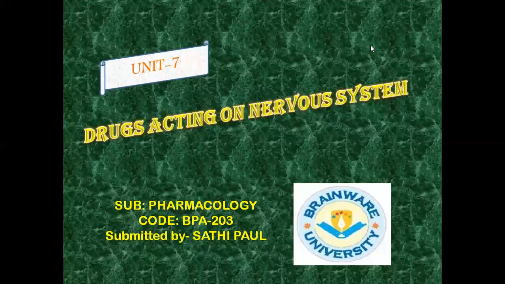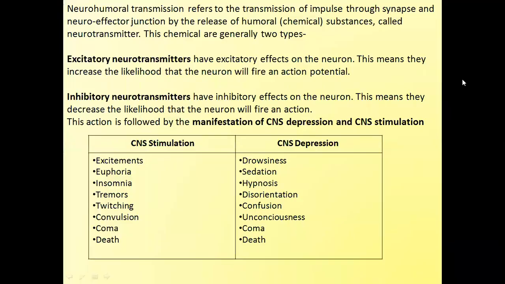Hello students. Now you are going to learn about a new unit, Unit 7, which is related to the topic drugs acting on the nervous system. Especially this unit is related to those drugs used to treat the central nervous system. At first, before getting into the topic, we must have knowledge about the manifestation of CNS depression and CNS stimulation. And also, firstly, we have to know how this stimulation and depression take place.